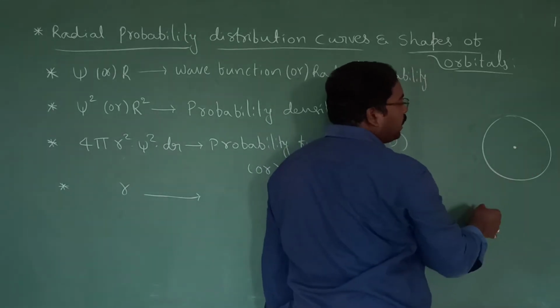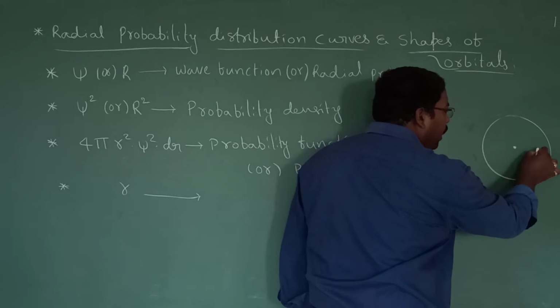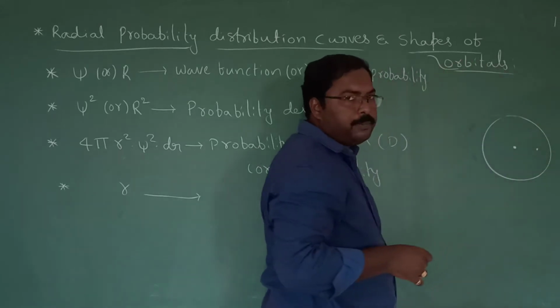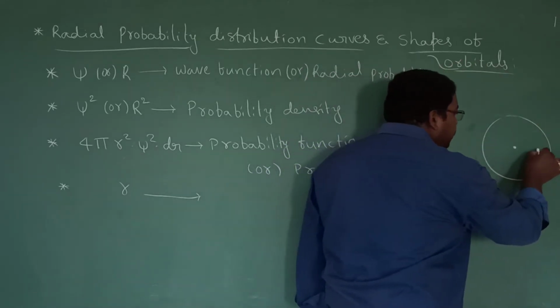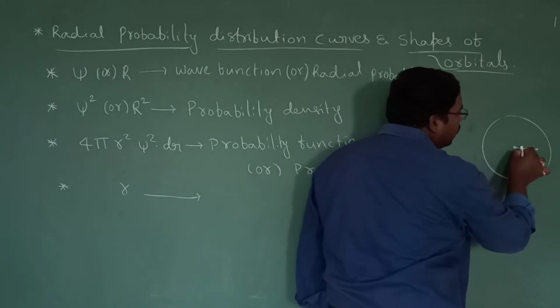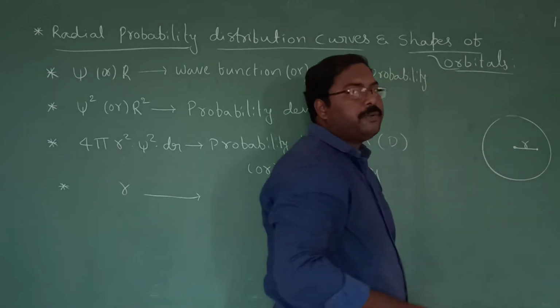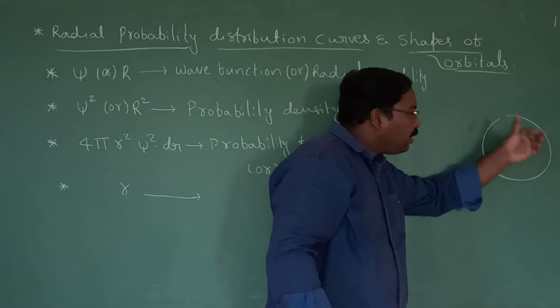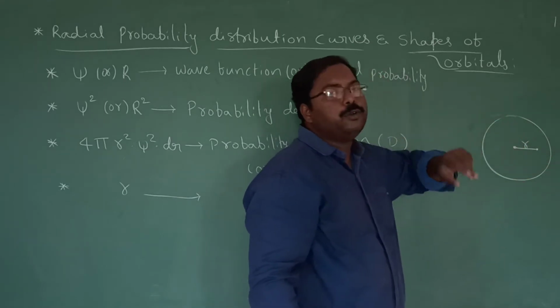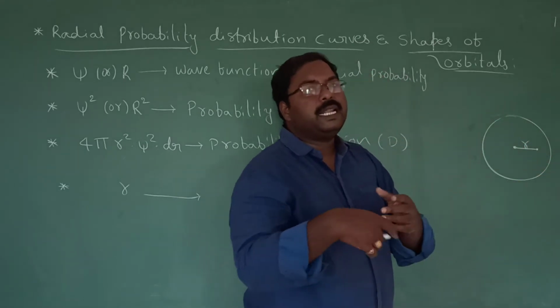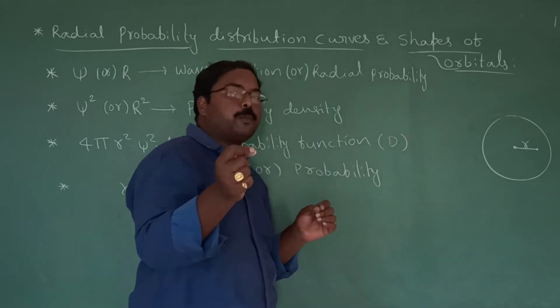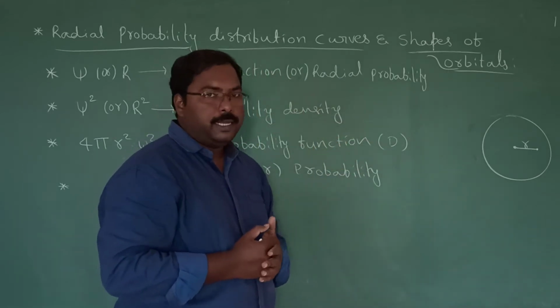Now r is nothing but any point in an atom. It represents the distance from that point to the nucleus, the distance between any point in the atom and the nucleus. So it represents the distance between a particular point and the nucleus.